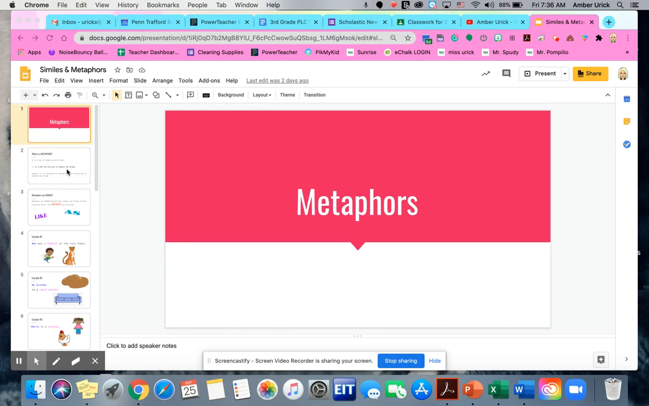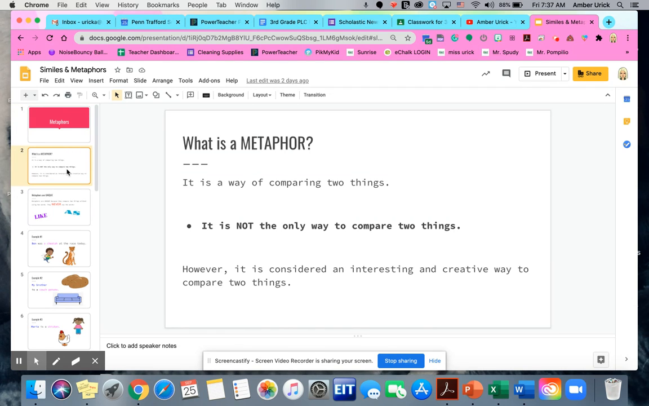So, the first one we're going to talk about is metaphors. And what is a metaphor? A metaphor is a way of comparing two things. It is not the only way to compare two things. However, it is considered an interesting and creative way to compare two things.